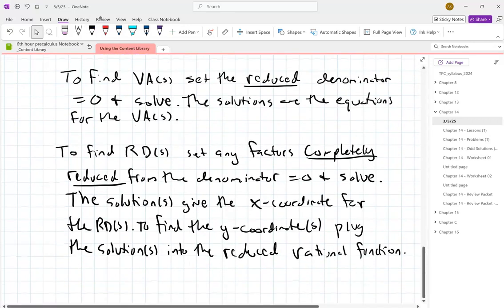To find the removable discontinuities, we're going to set any factors completely reduced from the denominator equal to 0 and solve. The solutions are going to give the x coordinates for our removable discontinuities, right? Because then the removable discontinuity is a point. To get the y coordinate to go along with it, we're going to plug those solutions into the reduced version of the rational function and evaluate, and that'll give us the corresponding y coordinate to go with that. So let's look at some examples of doing this.